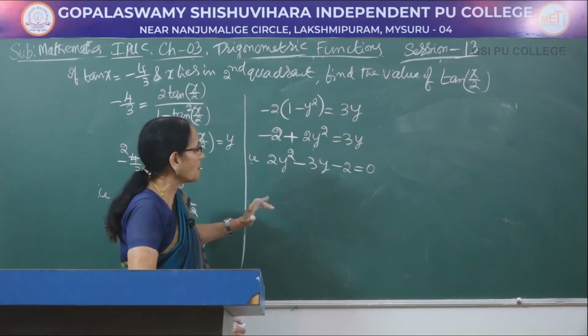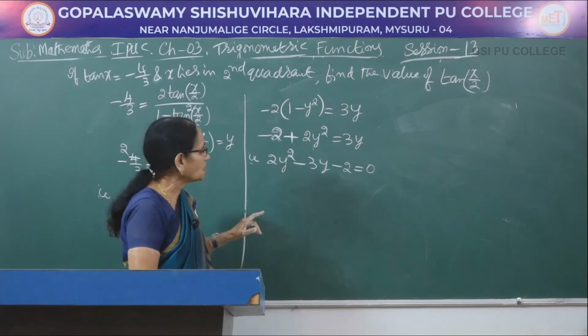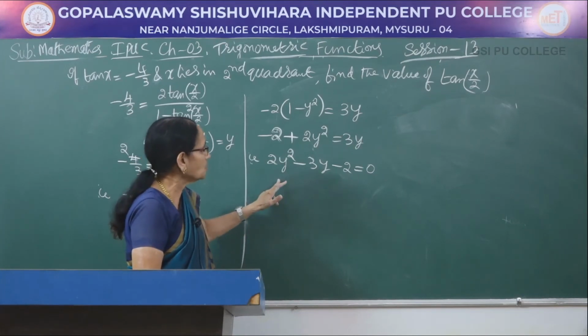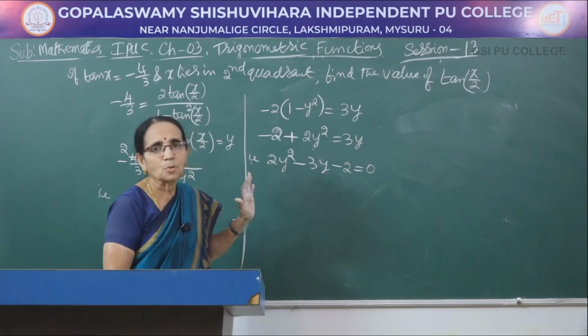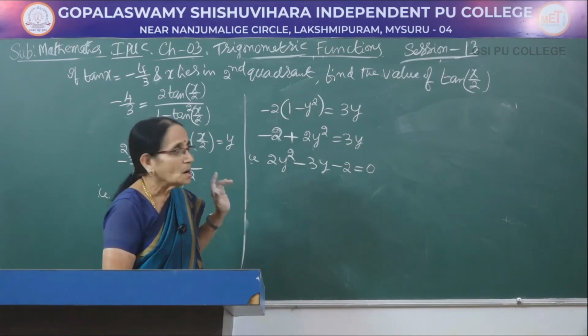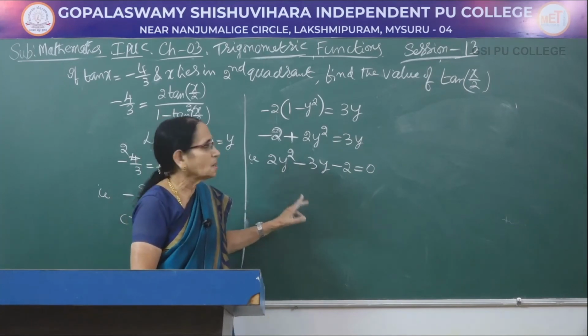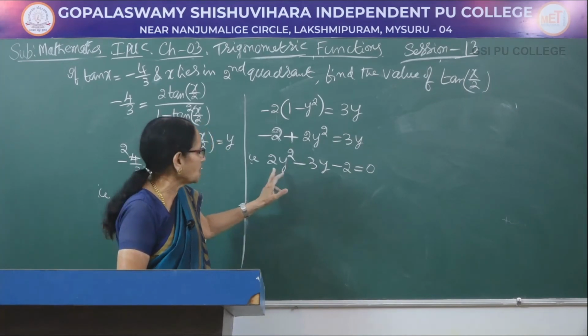To get the value of y, there are two methods. One is, we make use of the formula, that is x is equal to minus b plus or minus root of b square minus 4ac over 2a, or else you do the factorization. Here the factorization is easier.